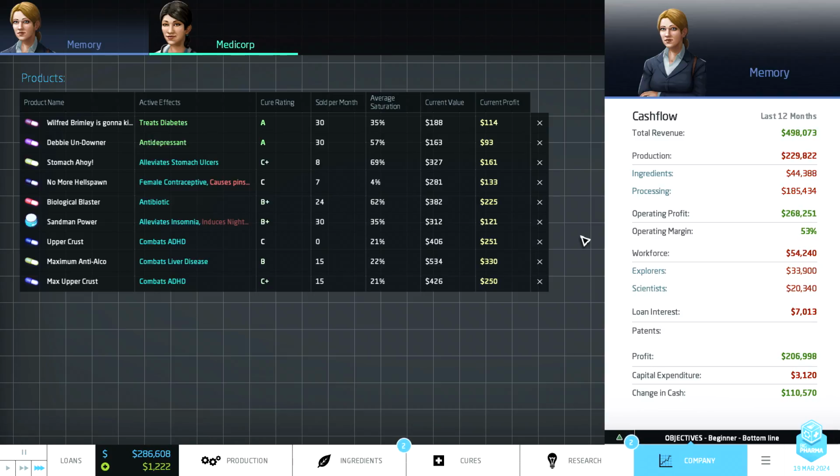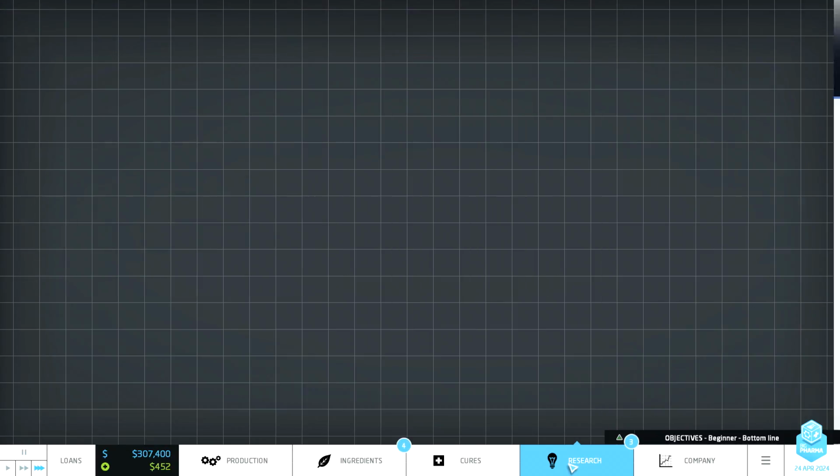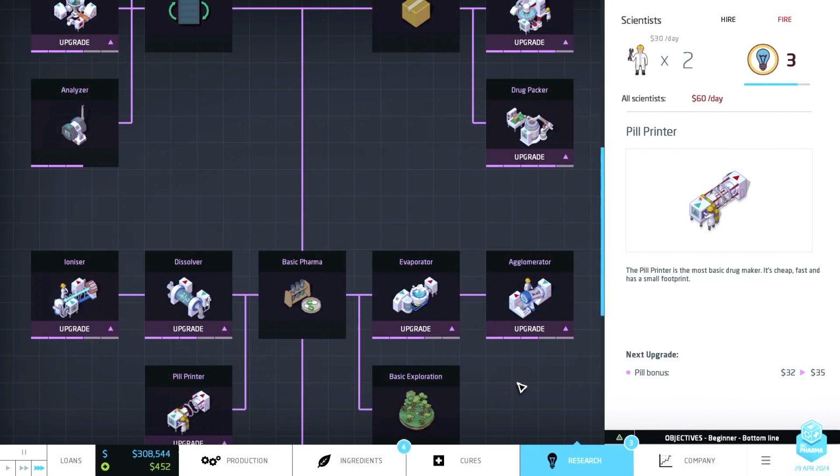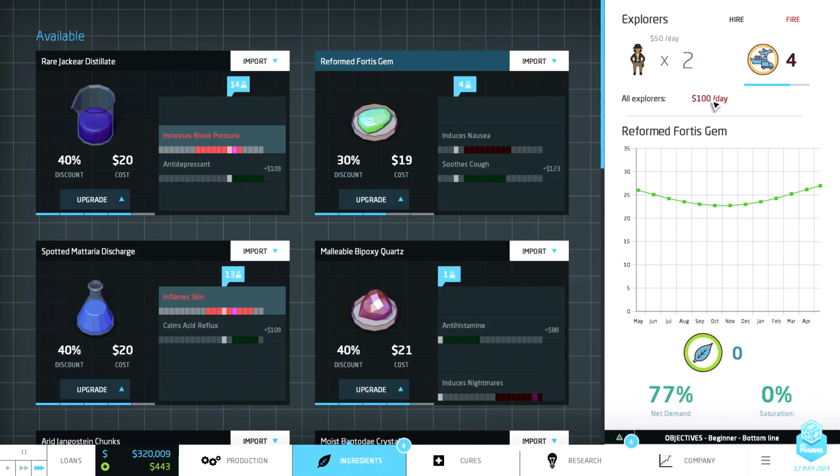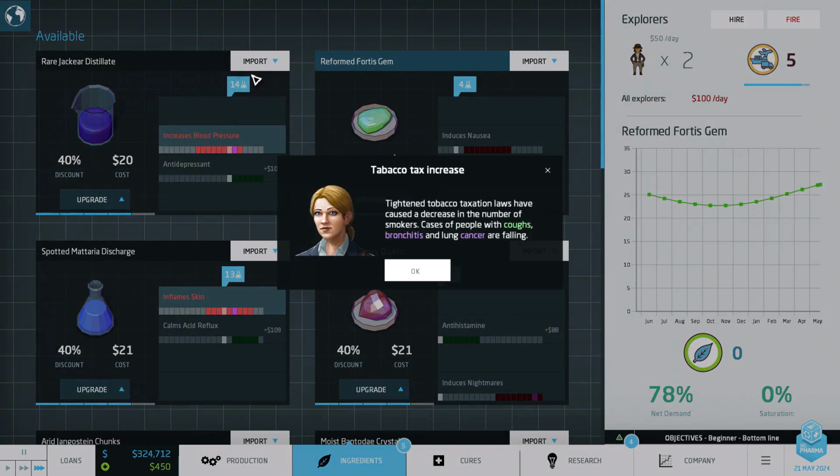And I could probably make it even more by reducing my staff by one more. Having two researchers and two explorers just hanging around is not a big deal. There's only like 100, I think, for the explorers and 50 or so for the researchers. What is it? Researchers are 30 a day, so it's $60 a day. And these guys are 50 a day, so it's $100 a day. All right, yeah, it's fine.